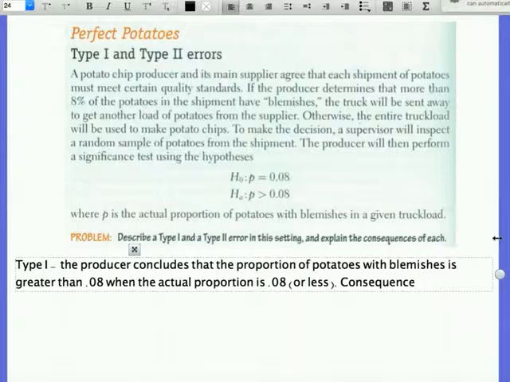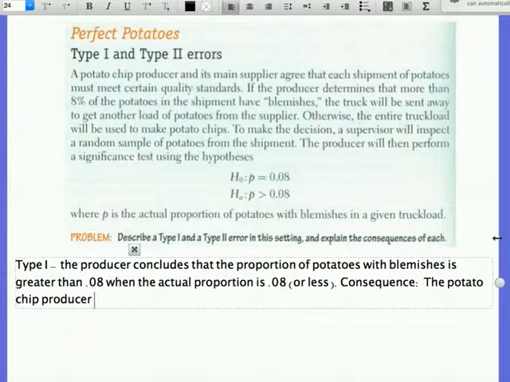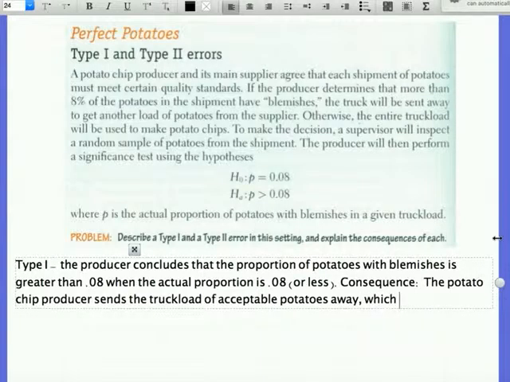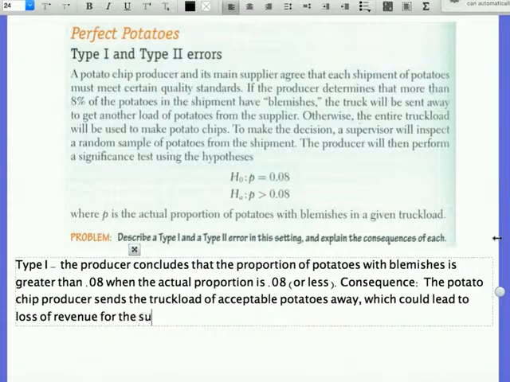The consequence of this would be the potato chip producer sends the truckload of acceptable potatoes away. And this, of course, could lead to loss of revenue for the supplier.